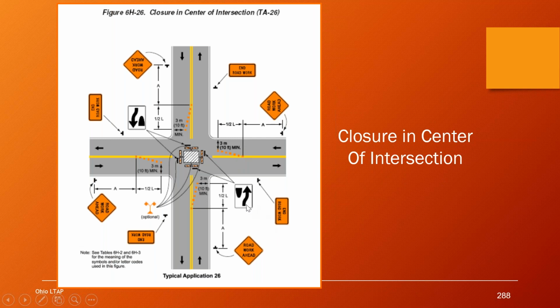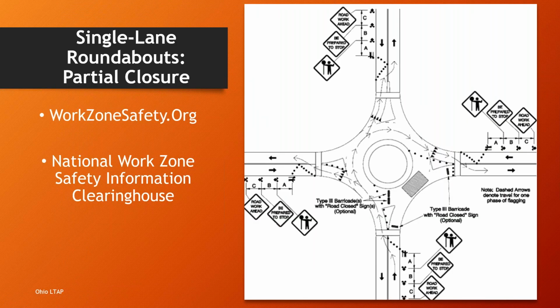And you got the regulatory signs here showing to keep to the right. So there are no left turns in this example. So it kind of looks like a roundabout, really. And then we do have roundabouts. Now you won't find a typical application in the temporary traffic control manual, at least not in Ohio's.